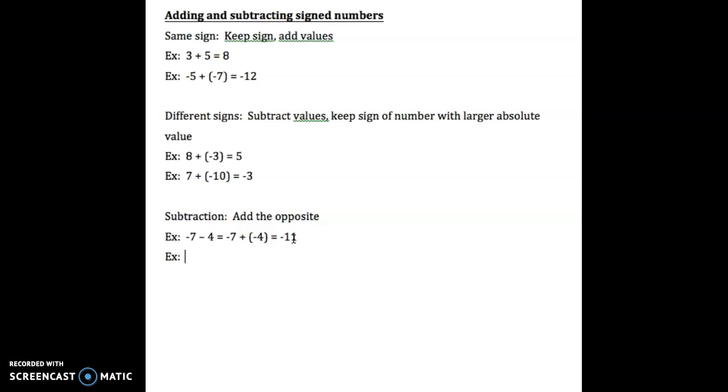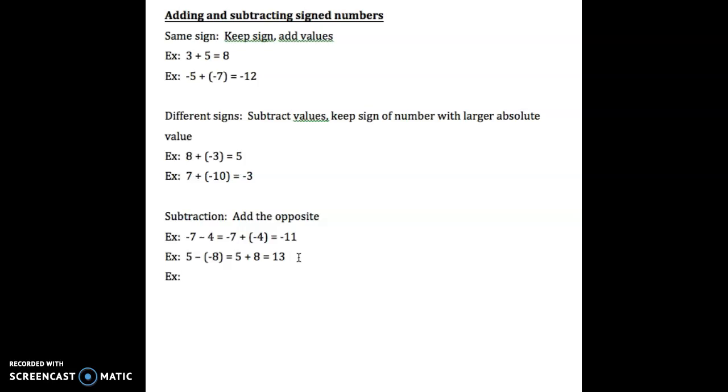Suppose I want to subtract 5 minus negative 8. First thing I'm going to do is rewrite that as adding the opposite. So 5 gets to stay the same. Instead of subtracting, I'm going to add, and I'm going to make negative 8 into its opposite, which is positive 8. Well, now I have two numbers with the same sign. That puts us back up here. They're both positive, so I'm going to add their values, keep the sign. Positive 5 plus positive 8 is positive 13.